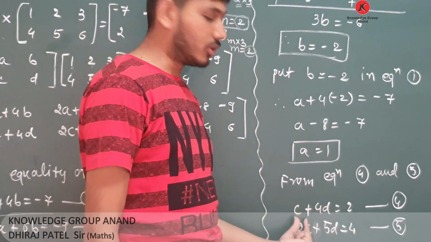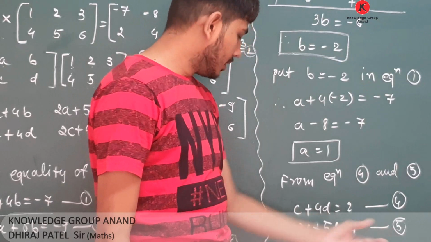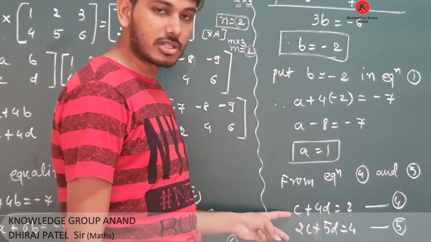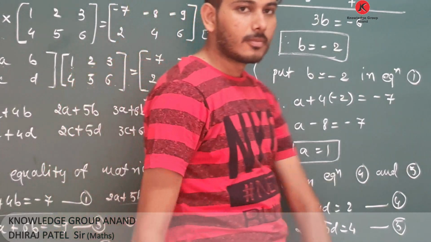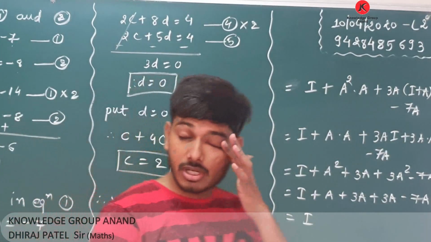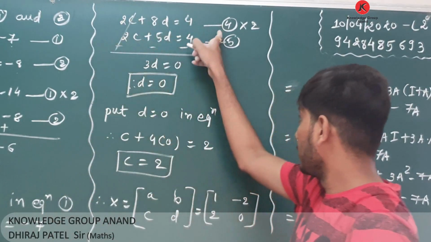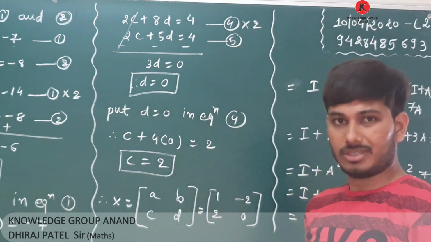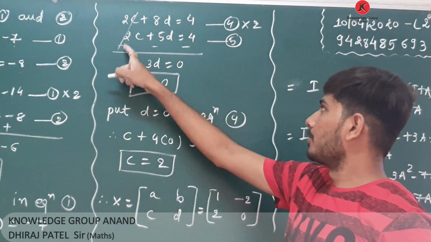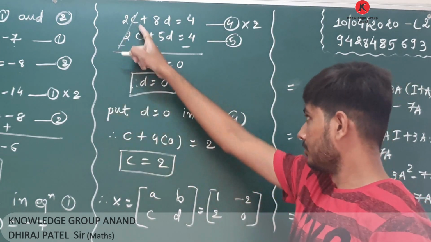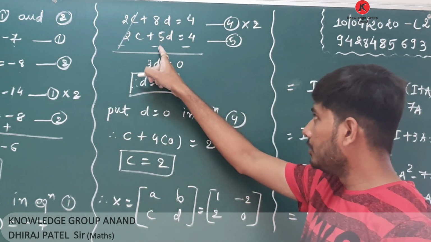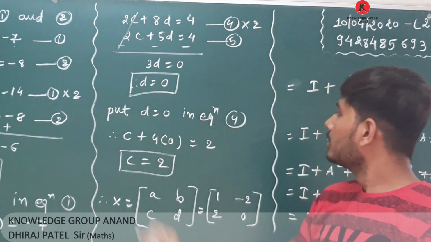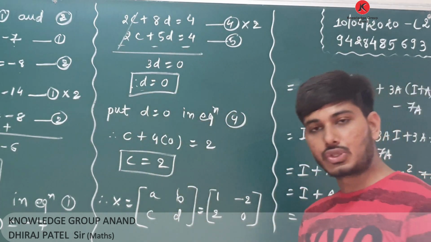Here, equation number 4 is c plus 4d equals 2, and equation 5 is 2c plus 5d equals 4. For the elimination of c, we have to multiply equation 4 by 2 and equation 5 by 1 as it is. Now, subtracting these two equations, we are getting 0, 8d minus 5d, which equals 3d, 4 minus 4, which equals 0. Therefore, the value of d equals 0.